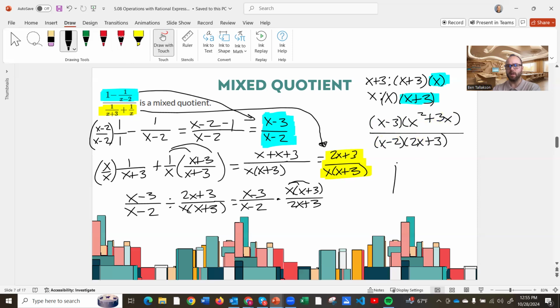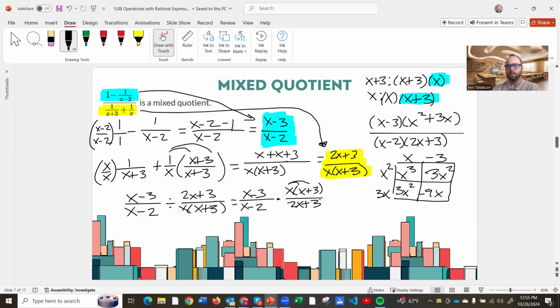So let's use it for the top. x minus 3, x squared plus 3x. We get x cubed. Here we go, just multiplying everything together. Okay, so that's our numerator. We're going to get x cubed plus and minus, those are going to cancel out. Minus 9x over, this is going to be our final answer here.